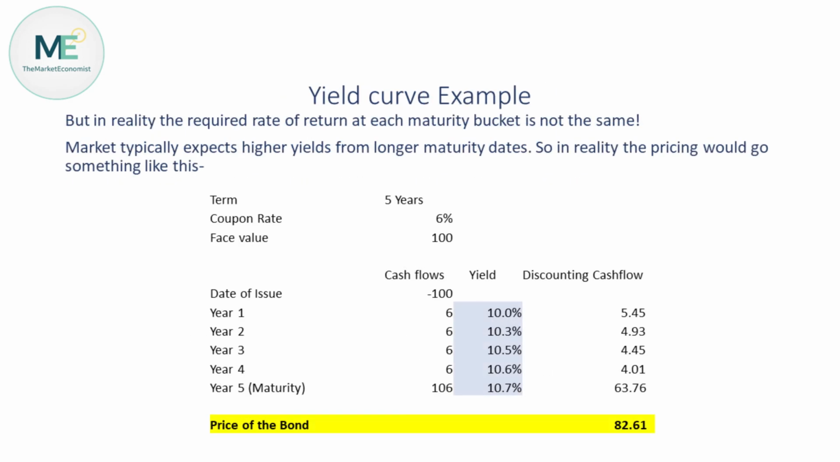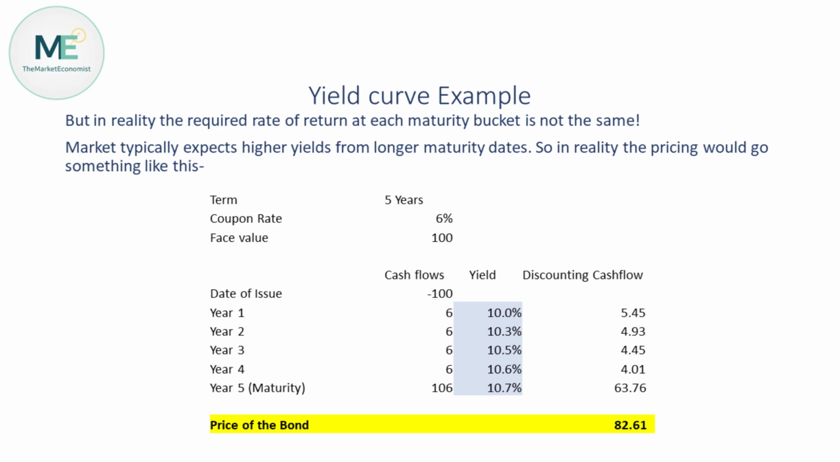So this is an example of yield to maturity, but in reality the yield curve does not have one yield across all the future cash flows. In reality, the yield curve tells a deeper story. The required rate of return at each maturity bucket is not the same. The market typically expects higher yields from longer maturity dates, and in future we'll cover that as well, why the market expects higher yields from a higher maturity.